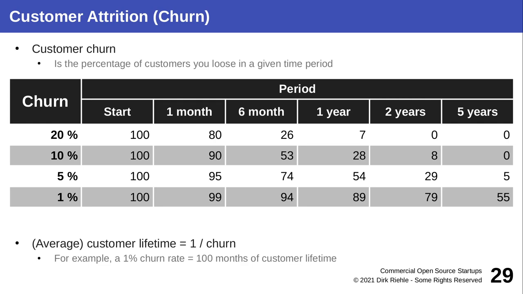And you also often use a different value, the average customer lifetime, meaning how long does the average customer stay with you. So that's the inverse of churn. So a monthly 1% churn rate means 100 months of customer lifetime. The average customer will be with you for 100 months. Meaning for 100 months you get their revenue.